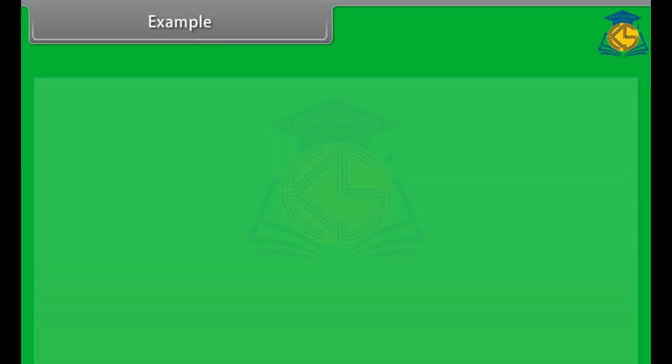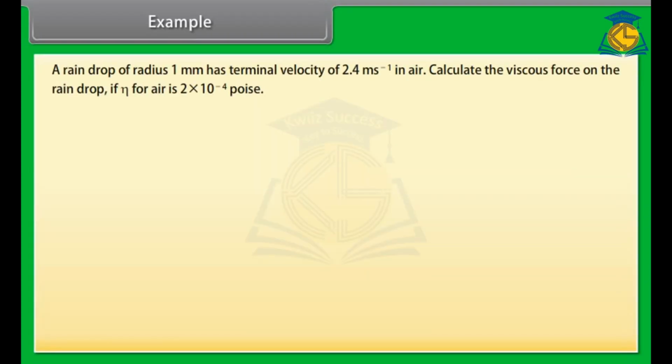Example. Let's take an example on Stokes' law. A raindrop of radius 1 mm has a terminal velocity of 2.4 meters per second in air. Calculate the viscous force on the raindrop, if eta for air is 2 × 10^−4 poise.